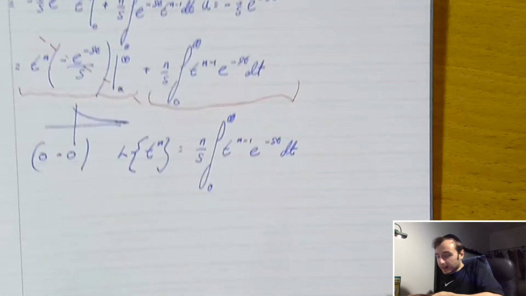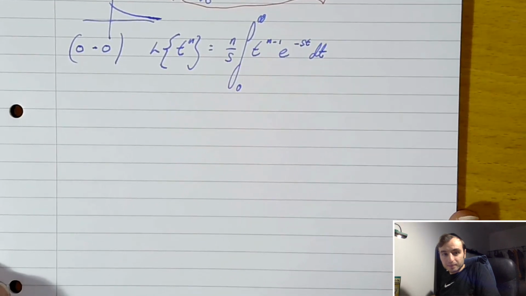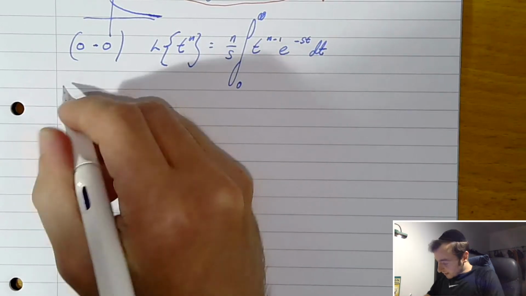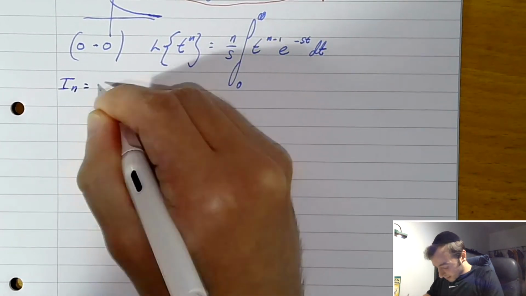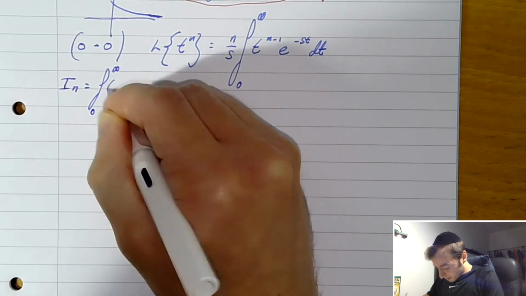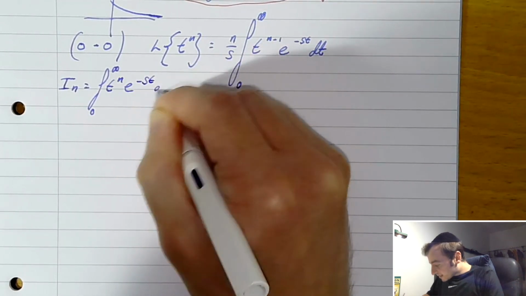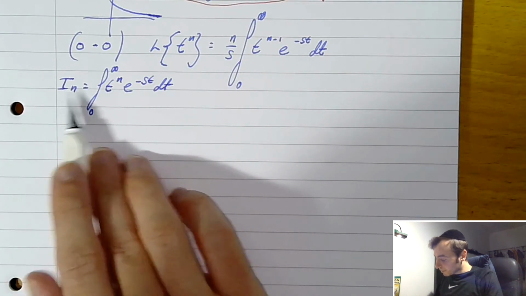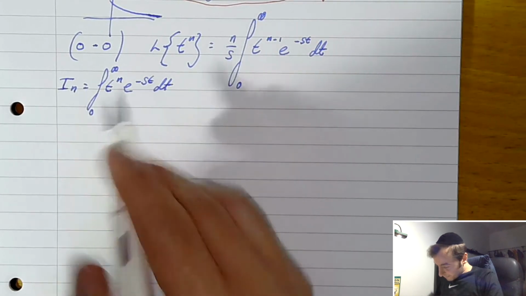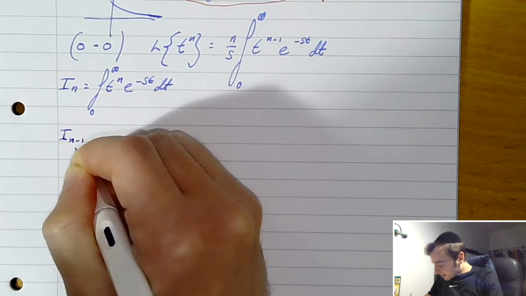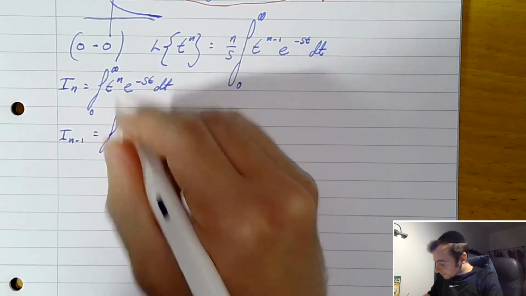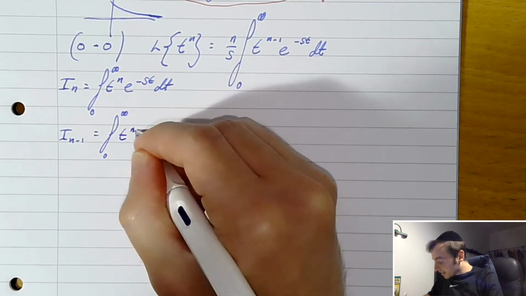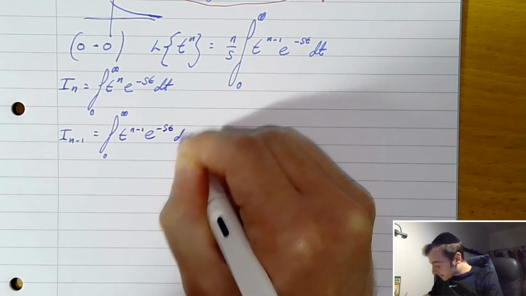Now, I'm going to move this up a little bit. Let's call I_n equal to the semi-infinite integral of t to the n, e to the minus st dt. That's basically exactly what the Laplace transform of t to the n is. And let's call I_(n-1) the same thing, but with n changed to n minus 1: the integral between infinity and 0 of t to the n minus 1, e to the minus st dt.